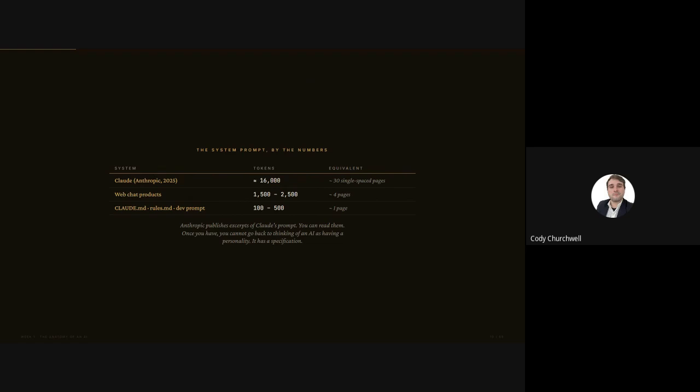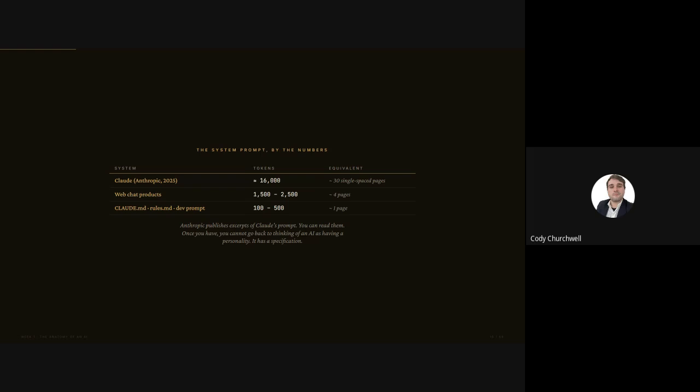Anthropic has actually published parts of Claude's production system prompt. As of early last year, around 16,000 tokens. And a token is the basic unit of text the model processes, roughly 3/4 of a word in English. So 16,000 tokens is about 12,000 words, which is about 30 single-space pages.